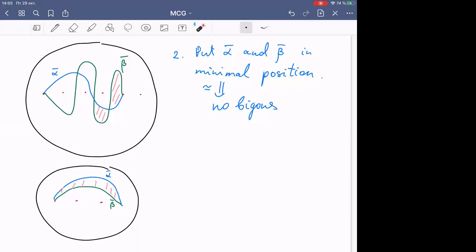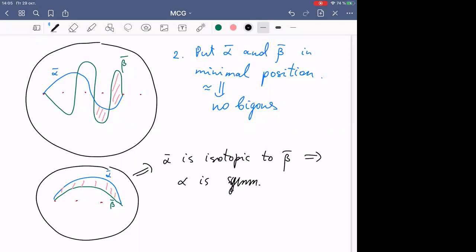Well, see, such bigons do not count for arcs. But in the latter case, we see that this is exactly what we want. If we are in this situation, then alpha bar is isotopic to beta bar, and hence alpha is symmetrically isotopic to beta. So this is exactly what we want.